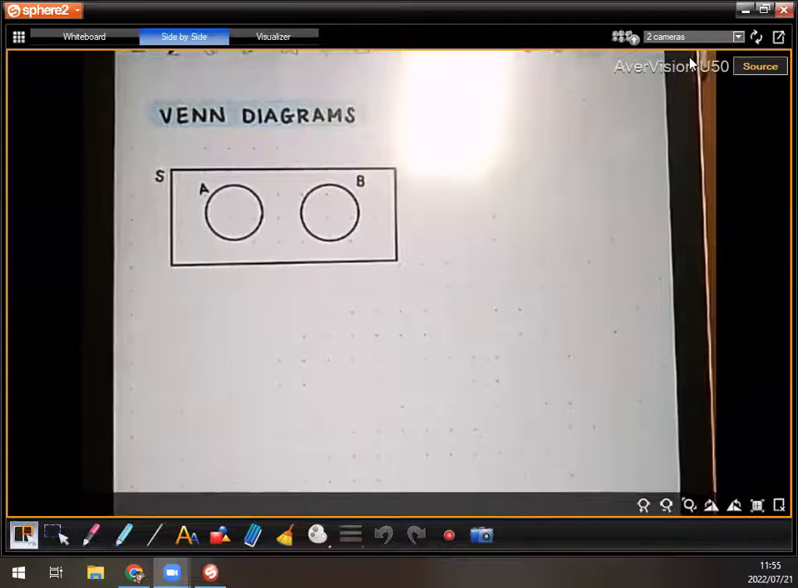All right, when you are done copying this down, you can write a new heading, Venn diagram. You didn't do Venn diagrams last year, right? You've definitely seen Venn diagrams before.